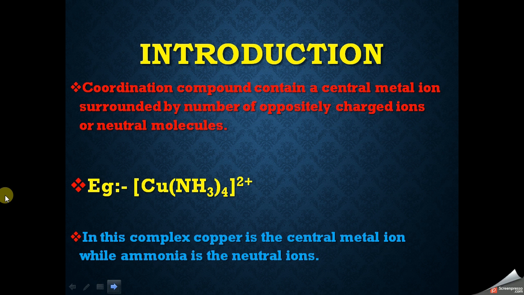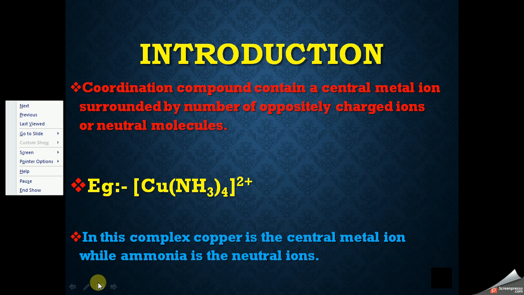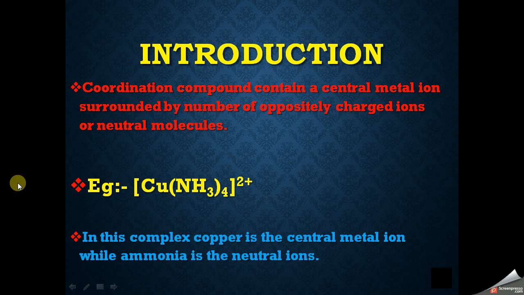A coordination compound contains a central metal ion surrounded by a number of oppositely charged ions or neutral molecules. An example is [Cu(NH3)4]2+. In this complex, copper is the central metal ion while ammonia is the neutral molecule. The bond between the metal atom and these ions or molecules is called a coordinate bond.